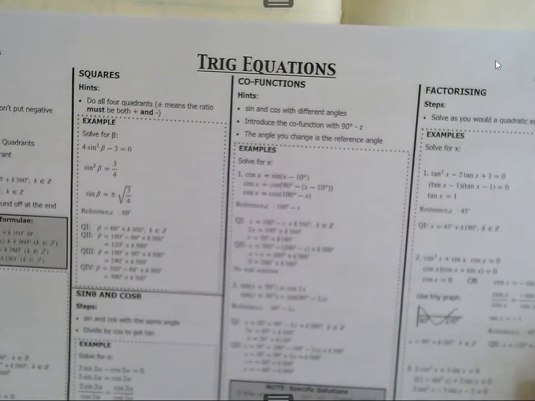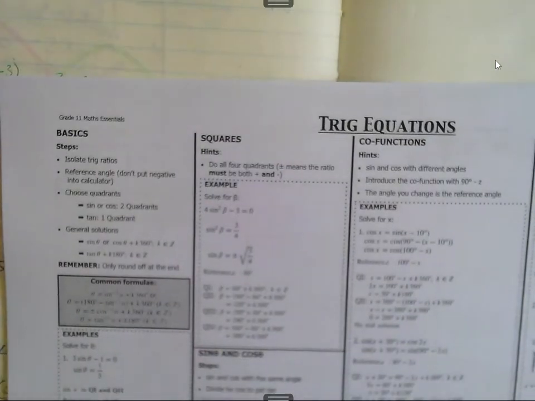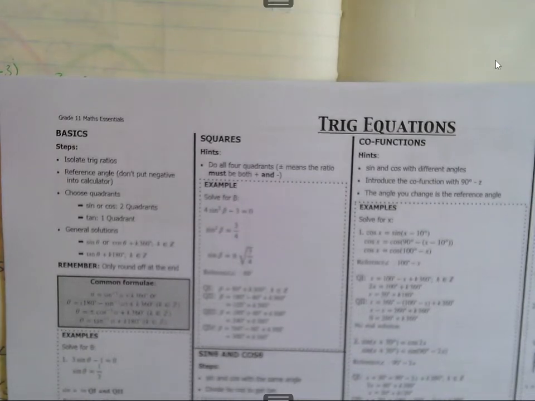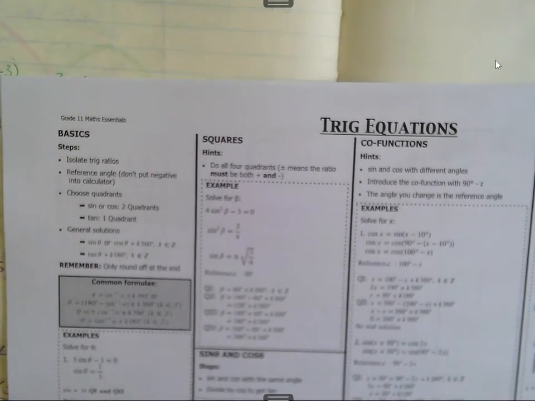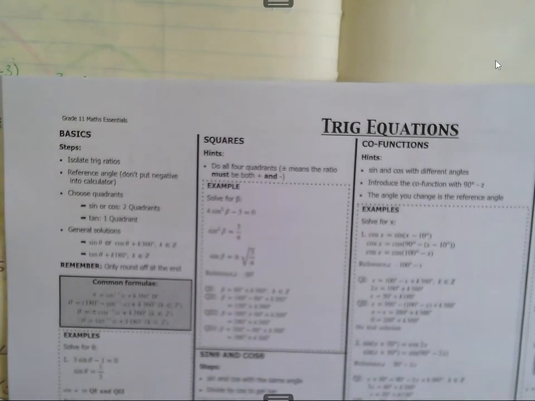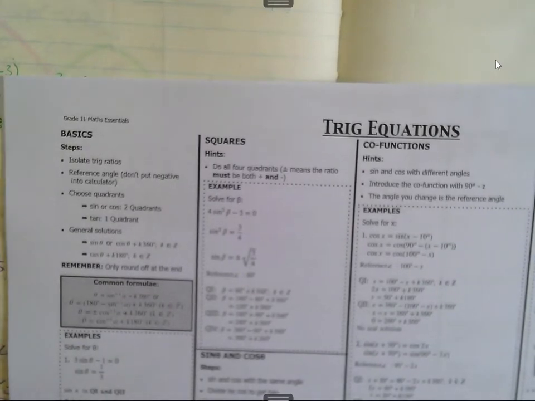That was it. Then we get the trig equations. Once again, isolate the trig ratios, choose the quadrants, general solutions. Now there are once again two types of questions that we can have here. When they say find a general solution, that means you can use a calculator. If they say without using a calculator, you will once again have to refer to a diagram.